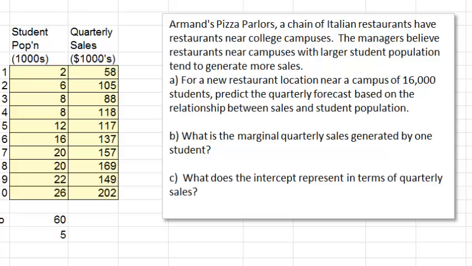That is, sales is equal to some intercept plus some slope times the student population. That is, y will be equal to the quarterly sales and x will be equal to student population. Y is what we want to predict and x is the factor that will help us predict it. Using this regression relationship, we could make a forecast for the new restaurant location near campus of 16,000 students by plugging in the appropriate x value in the equation.